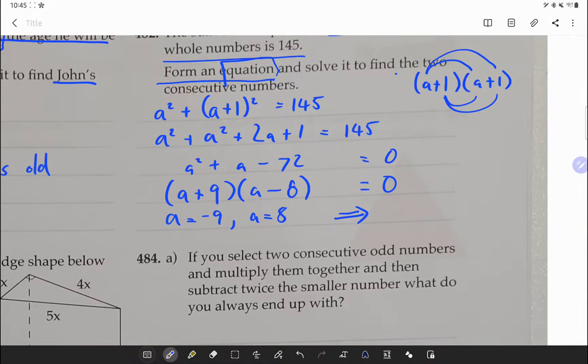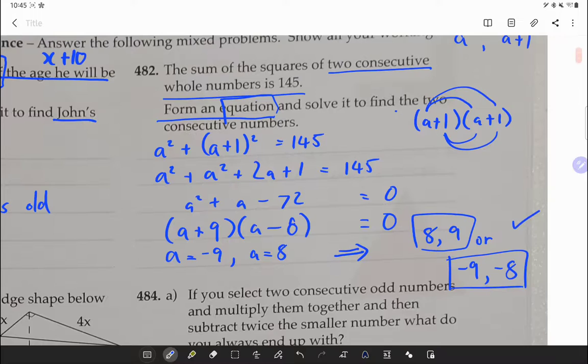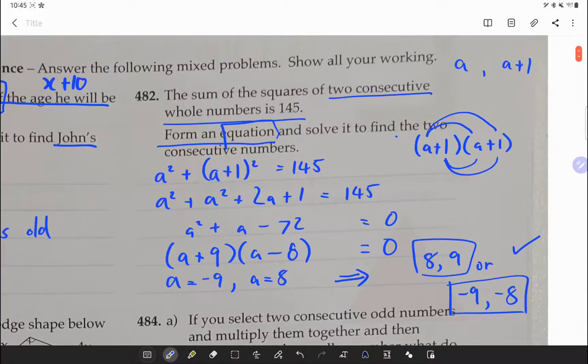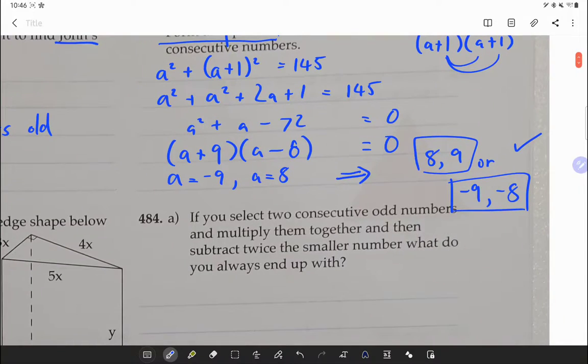Which means the two numbers are either 8 and 9, or also it's negative 9, and then the consecutive number after that is a negative 8. They both seem to work. Do they say anything about being a positive number? No, not really. Doesn't say. So yeah, we have both these combinations.